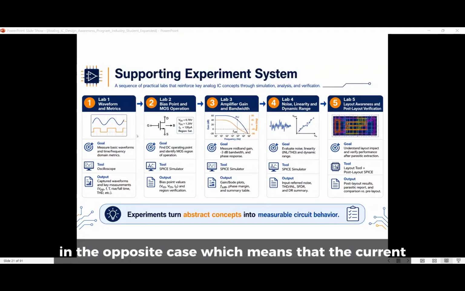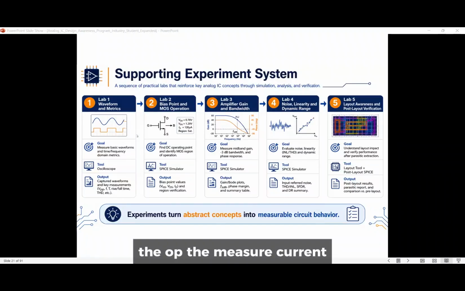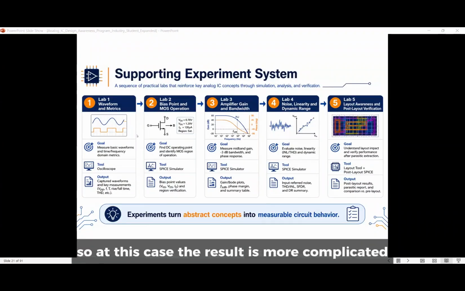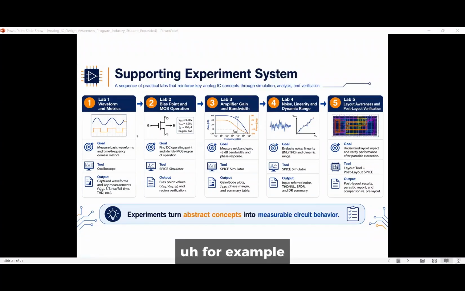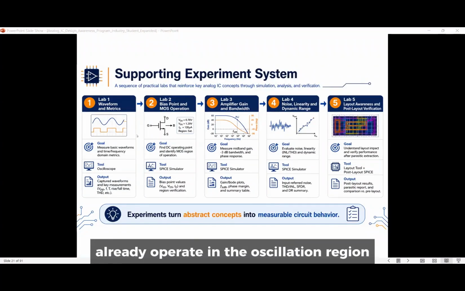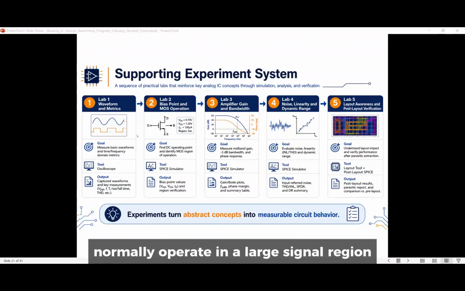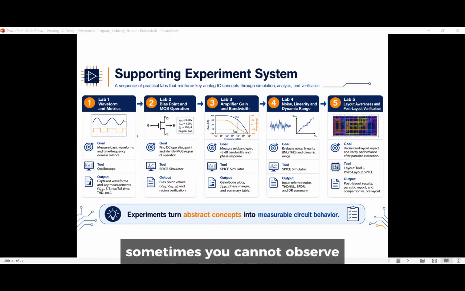In the opposite case, where the measured current is even higher than the simulated result, the situation is more complicated. For example, if the circuit already operates in the oscillation region, it normally operates in a large signal region and must draw a lot of current from the DC supply. In this case, sometimes you cannot observe the waveform on an oscilloscope.